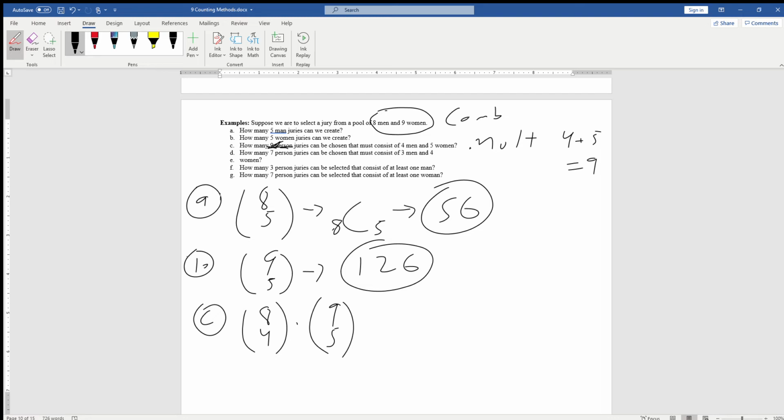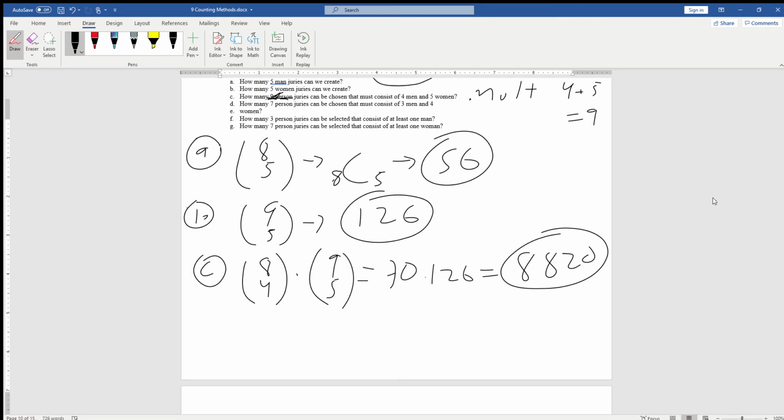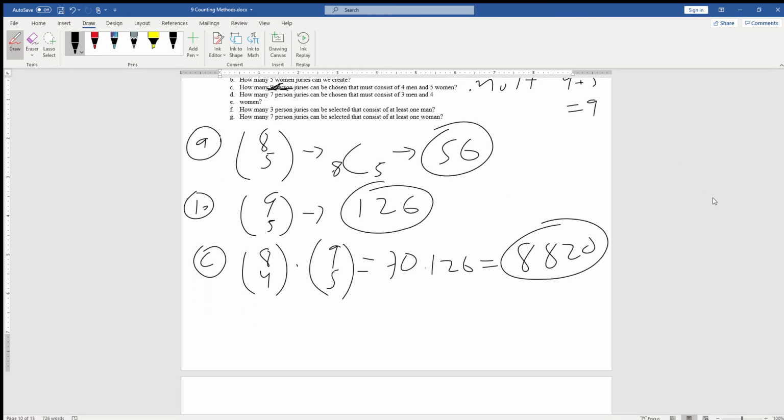8 combination 4 in the calculator is going to give me 70. And we just computed 9 combination 5 in the previous problem, which is 126. And so the product, I get 8820. Again, just verify this in your calculator. Make sure that you're okay doing these sorts of problems.